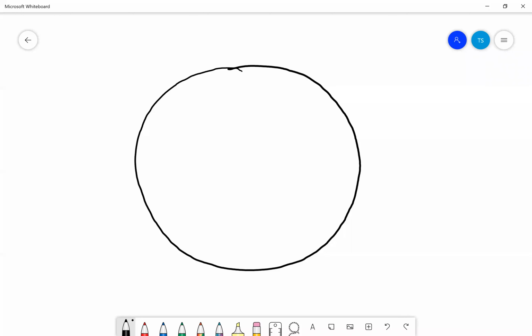All right, this lesson is going to be lesson 16. We're going to be talking about the circumference and area of a circle. I have a circle here, and I need to find the circumference and area. Let's first talk about what circumference and area is.